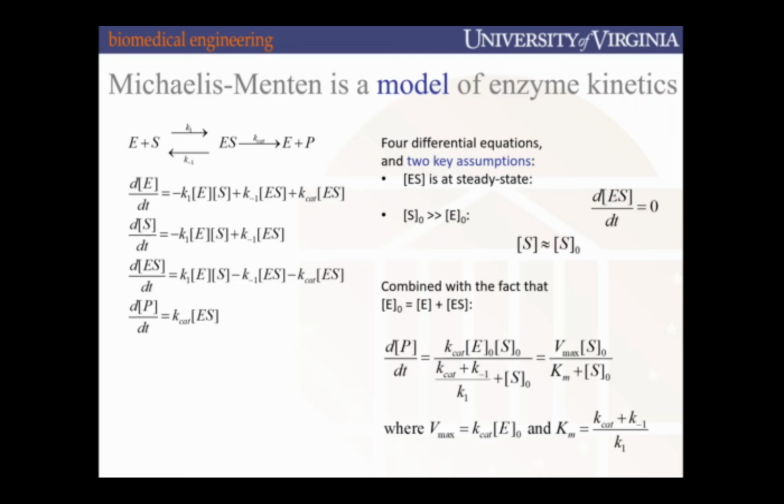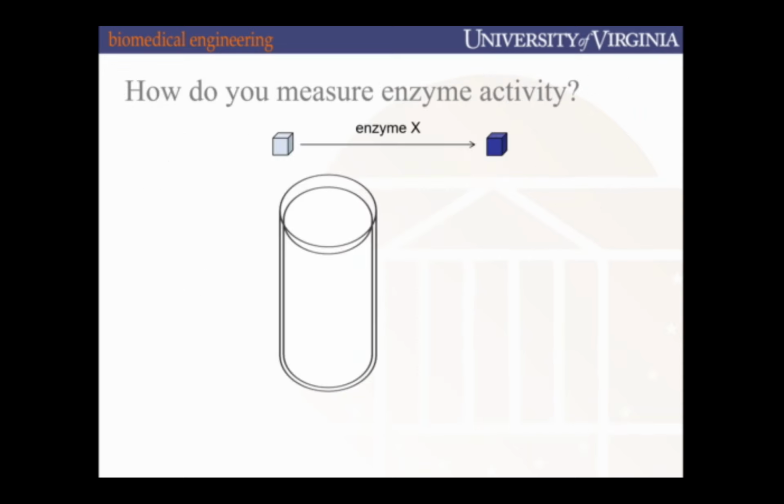The reason for that is because there'll be examples in the cell where these assumptions about steady state and a limitless pool of substrate don't hold, and you'll need to know if the system you're looking at can or cannot be described accurately with Michaelis-Menten kinetics. Okay, so enough theory. How do we actually measure all of this?